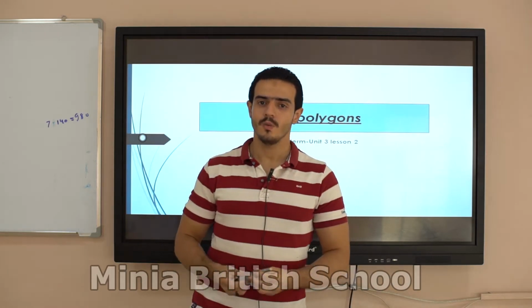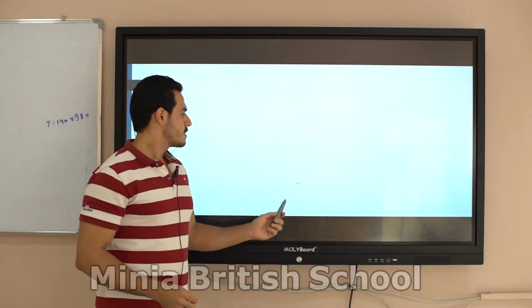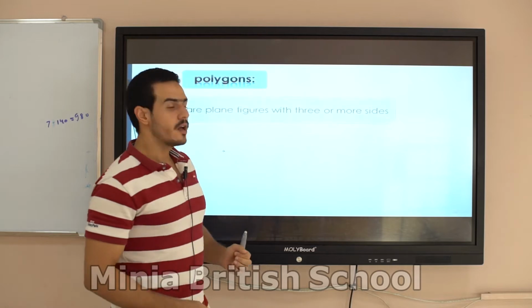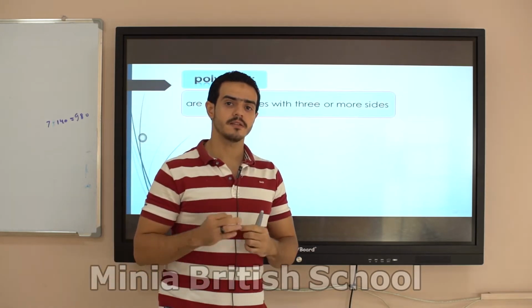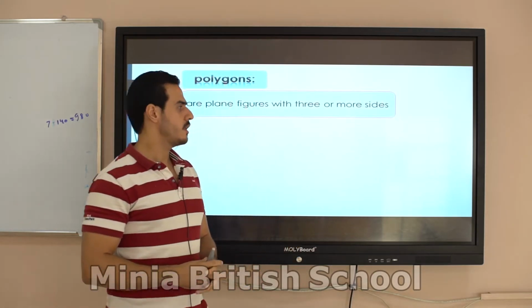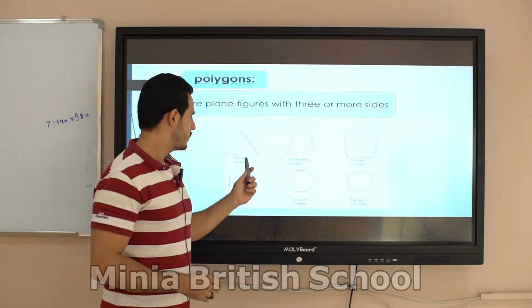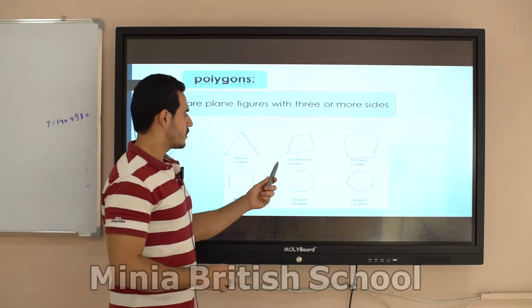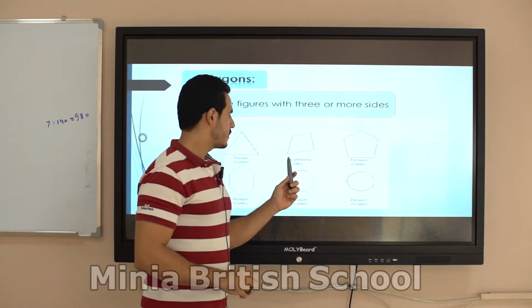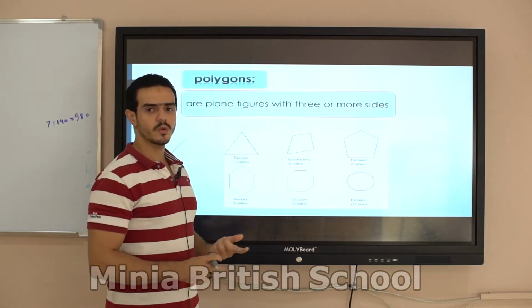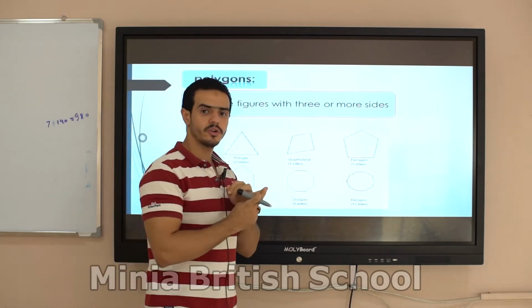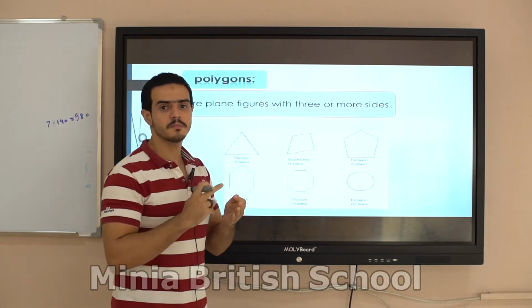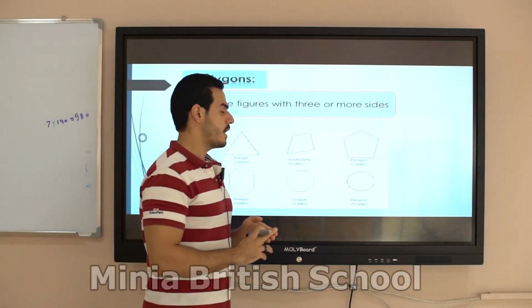At first, what do polygons mean? A polygon is a plane figure that has 3 or more sides, like a triangle, which has 3 sides. Okay? A quadrilateral has 4 sides. Like what quadrilateral? Right, like square, rectangle, rhombus, parallelogram. Okay? And trapezium.